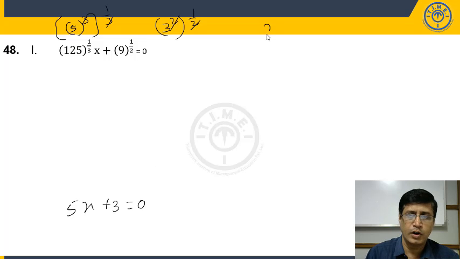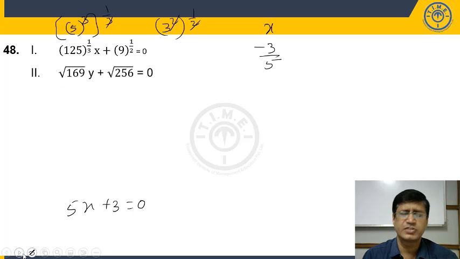x is equal to minus 3 by 5. That is the first root of a quadratic equation, the first x value. Okay, that is the value of x.